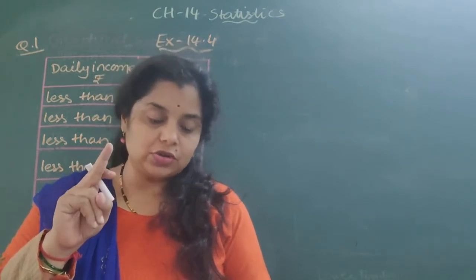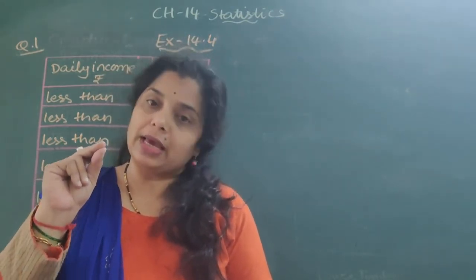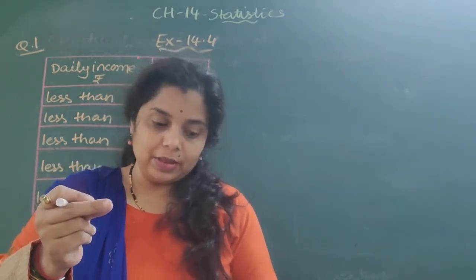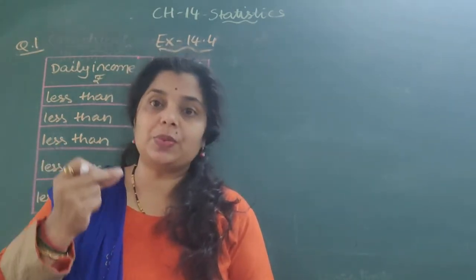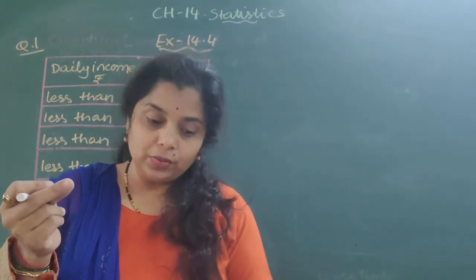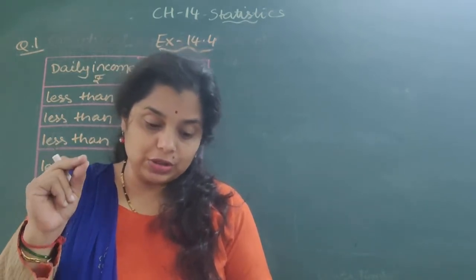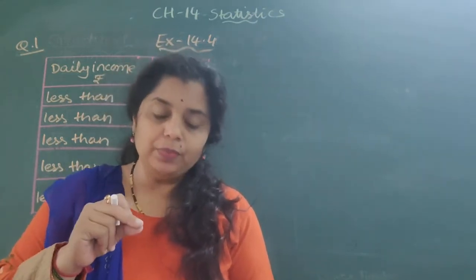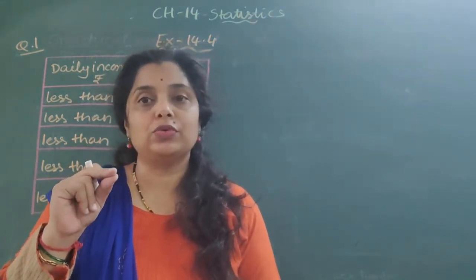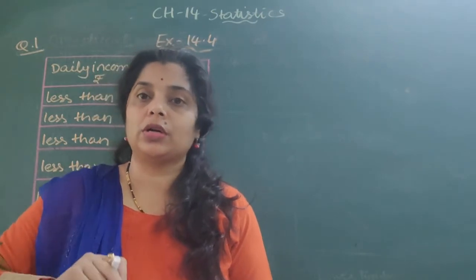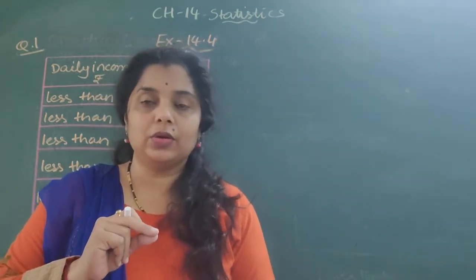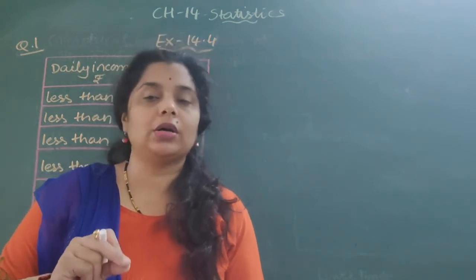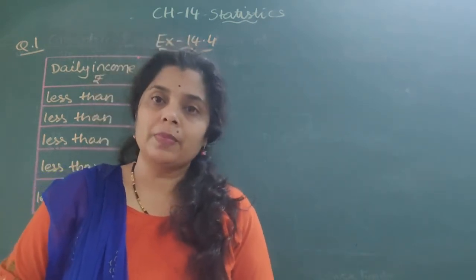So in the first row, we put 12 as it is. Then it goes on increasing: 12 plus 14 is 26. 26 plus 8 is 34. 34 plus 6 is 40. And 40 plus 10 is 50. I am showing you how to write down the steps and how to proceed with this method. And lastly, we will plot a graph of the less than type ogive.